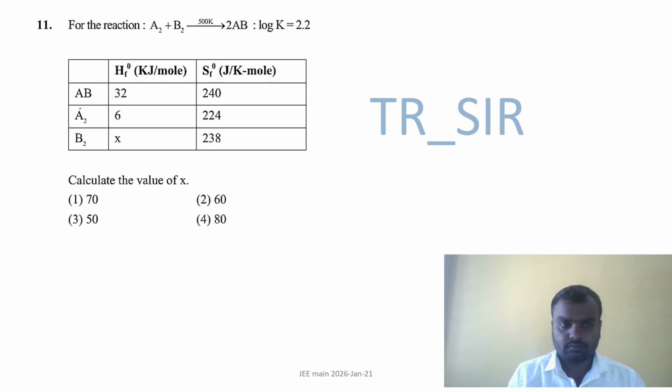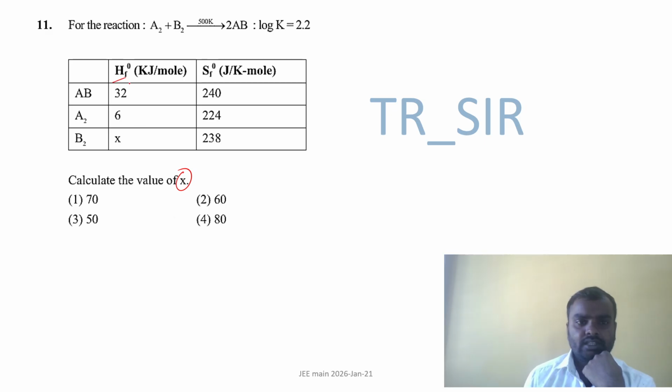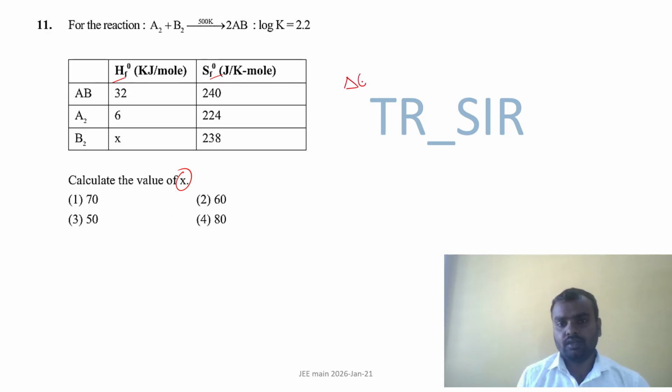Next question, what we have? Chemical thermodynamics. A2 plus B2 at 500 Kelvin temperature, 2AB is forming. Log K value they gave. What are they asking? What is the X value they're asking? So here enthalpy they gave, here entropy they gave. What you need to do? Find out the del G value.